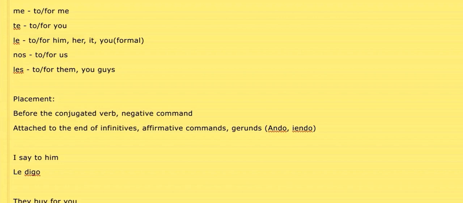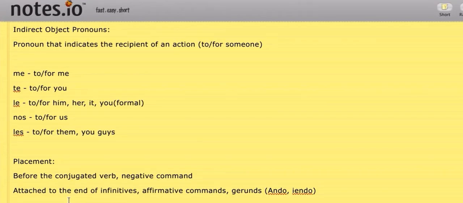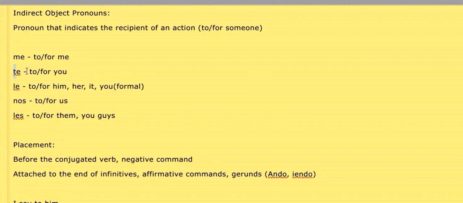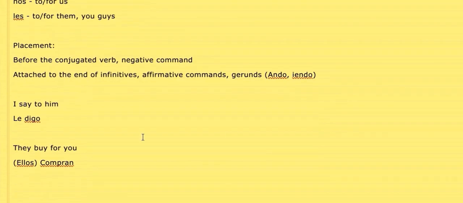So say ellos compran. And then for you, now you're the recipient here. It's not going to be tú, it will be te, since you are receiving. So te, and let's look at the placement before the conjugated verb. So we'll go right here. Ellos te compran.